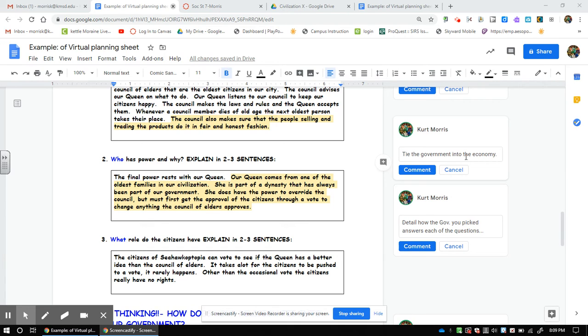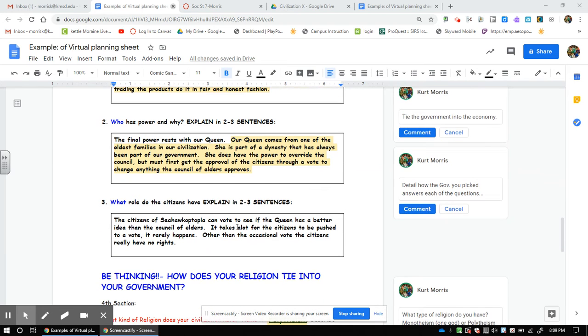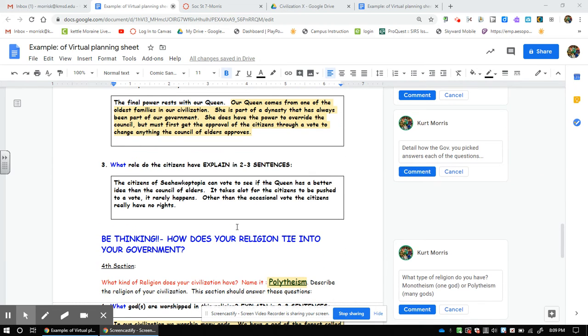They have to tie your government into the economy. The details of your government should be able to go through and answer these questions. And again, just like you did in your notes for government, use the same ones. Go back through and find the one you like and pick the one and use that for this section. And again, use your theme.